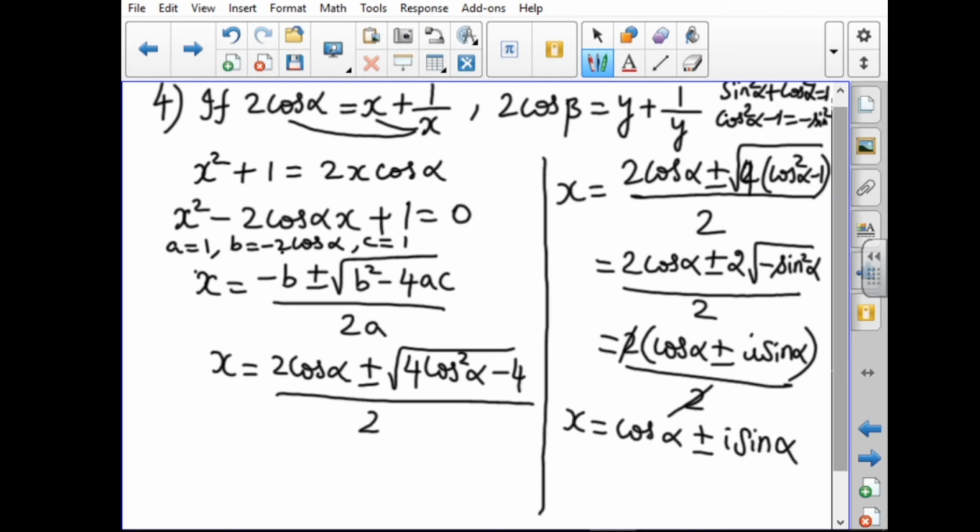Students, now listen: if x is equal to cos alpha plus i sin alpha, then 1 by x is equal to cos alpha minus i sin alpha. If you take x is equal to minus, then 1 by x is equal to plus. Whichever it is, you can take the value of x. Similarly for y, instead of alpha we have beta, instead of x we have y. So y is equal to cos beta plus or minus i sin beta.